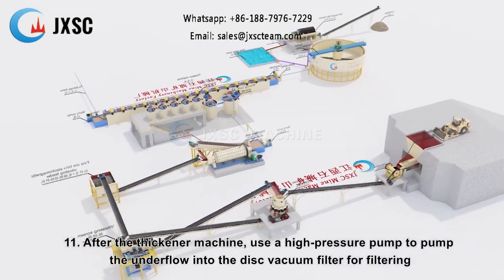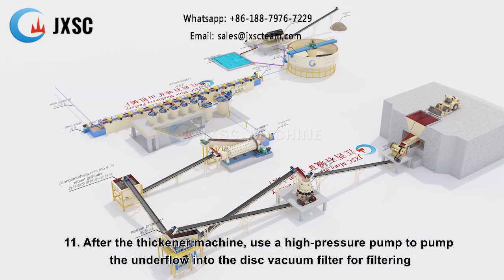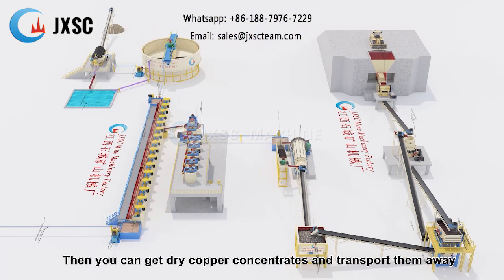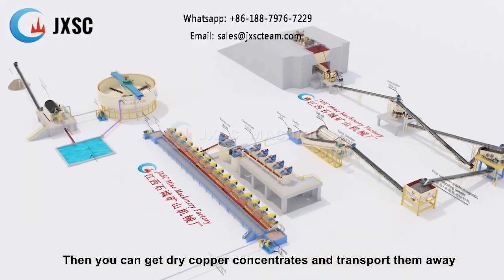11. After the thickener machine, use a high-pressure pump to pump the underflow into the disc vacuum filter for filtering. Then you can get dry copper concentrates and transport them away.